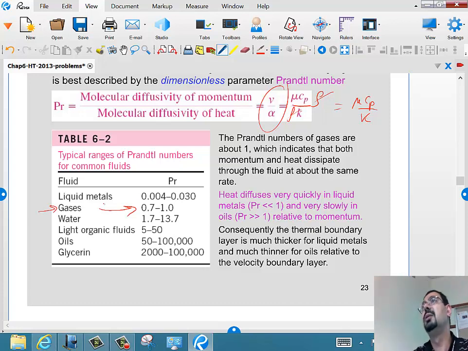Almost 1. That means that the gases move the heat, or the thermal energy, the same way they move the momentum. But with liquid metals and oils, glycerine, you will have a different ratio. Maybe one of them conducts heat very well, but it does not really conduct momentum. So some materials are a little bit selective in the way they do it.